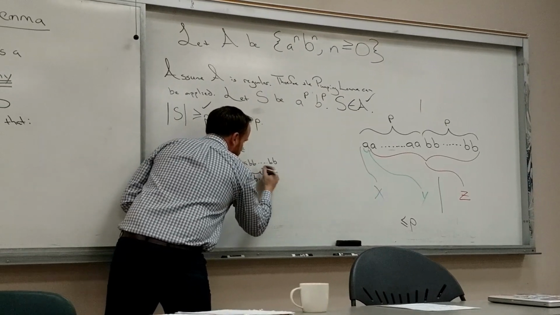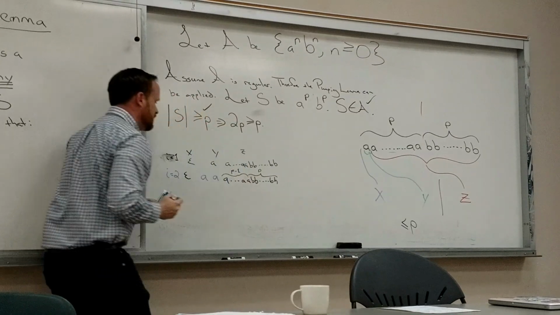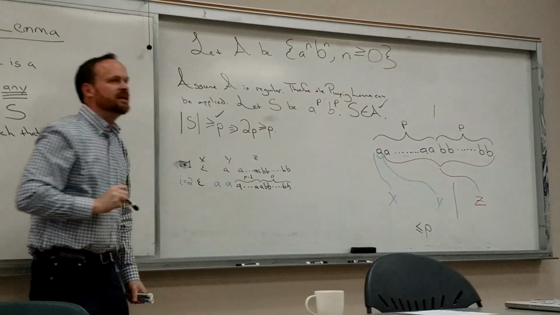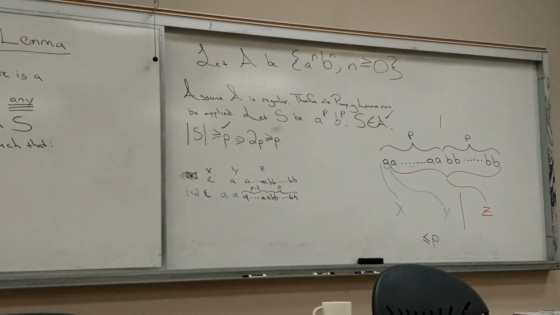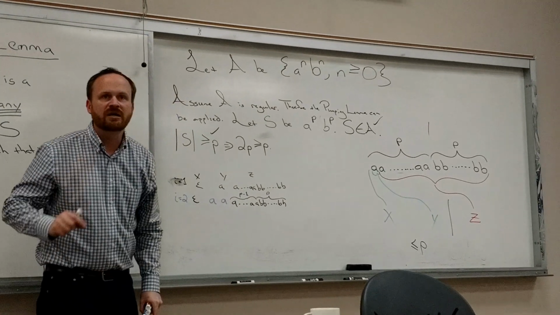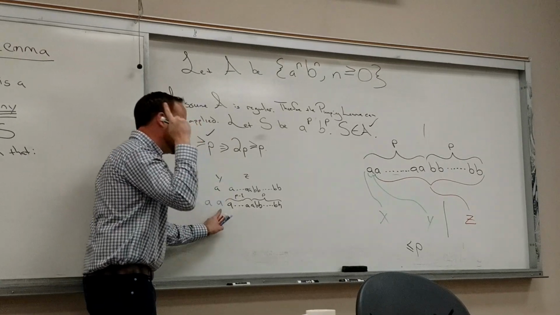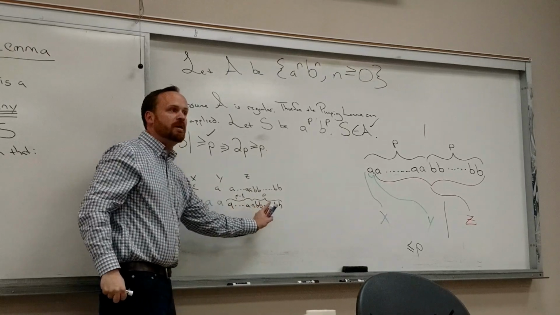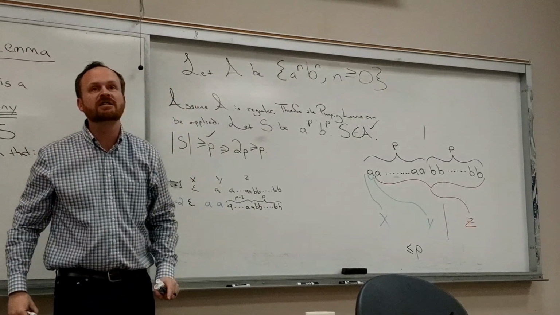To be clear, there are P B's and P minus 1 A's there. Is this string inside of the language A? Yes or no? Strong yes, strong no. What is it? Is this in the language A to the N, B to the N? Let's look at it this way. 1A, 2A, P minus 1 A's. This is P plus 1 A's followed by P B's. It's not. There are more A's than there are B's.